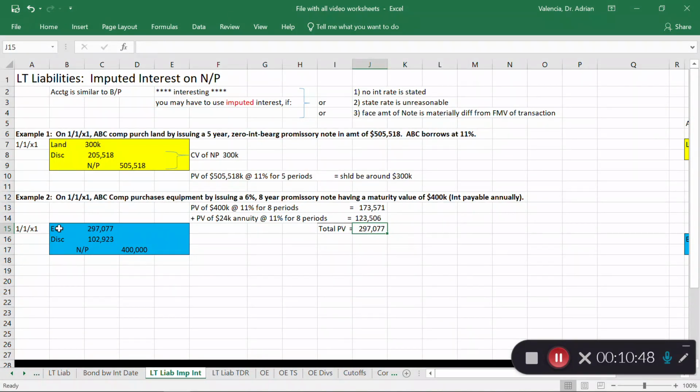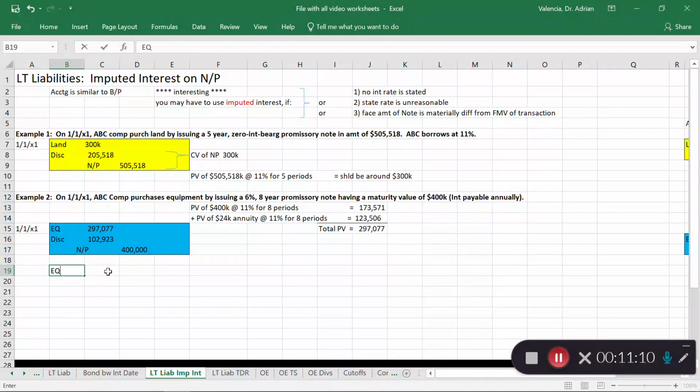And that's very, very important, because you're not going to record the 400,000. So here's that transaction. Here's the equipment at the fair value of that exchange. Here's the 400,000 and the discount of 102, the difference. Again, for this note, the carrying value is also 297. It's just that we're using that discount account to offset it. Very important that you do that.